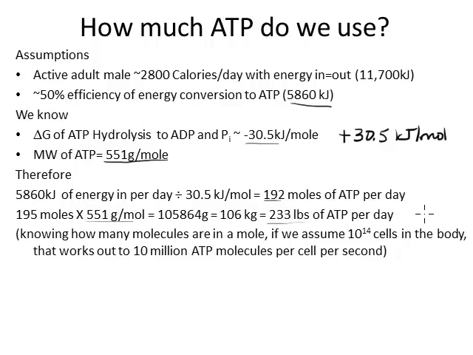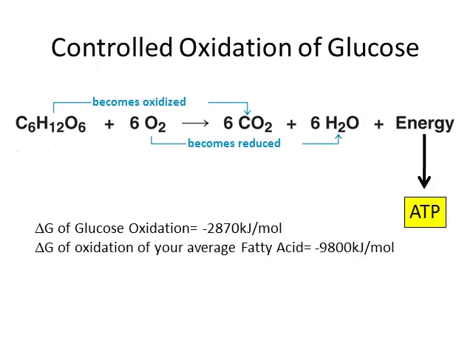Since we know how many molecules are in a mole of ATP, and assuming 10 to the 14th cells in the body, that works out to about 10 million ATP molecules synthesized per cell per second. Each cell has millions of ATP molecules that are constantly being recycled, hydrolyzed, then put back together, hydrolyzed, then put back together. And the redox reactions of cellular respiration are what provide the energy input to fuel that synthesis. So let's take a look at these reactions, shall we?